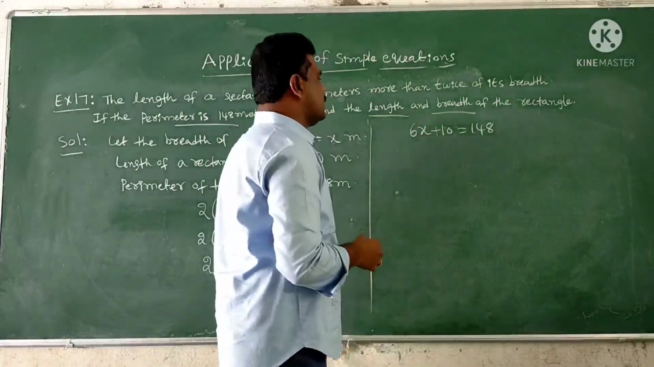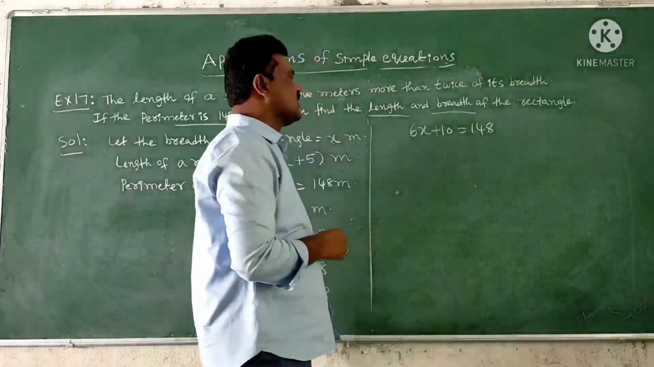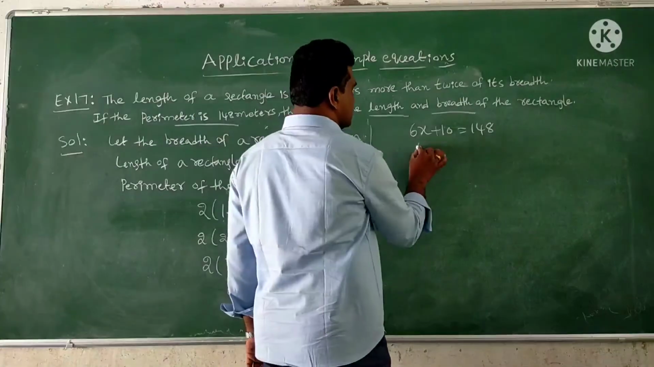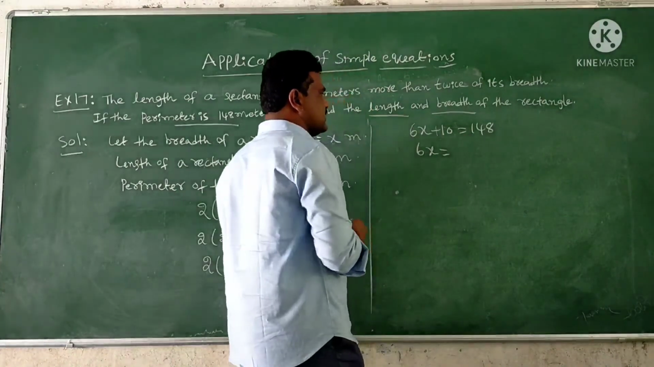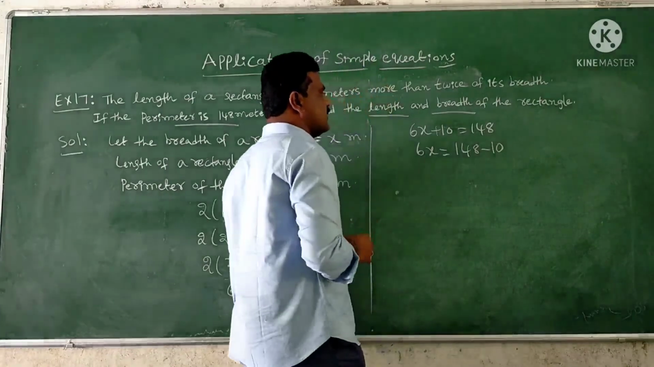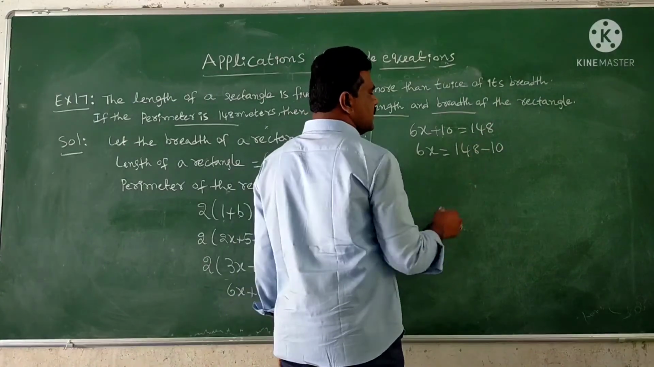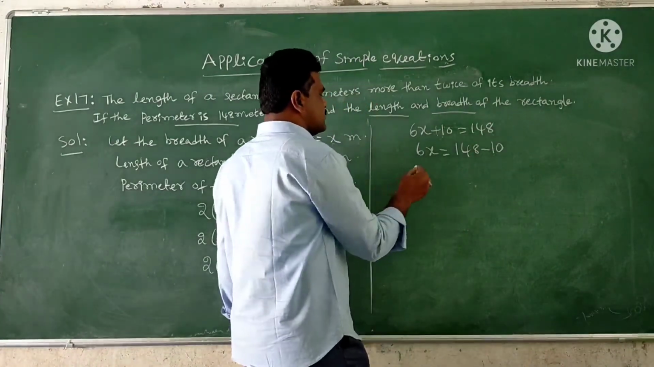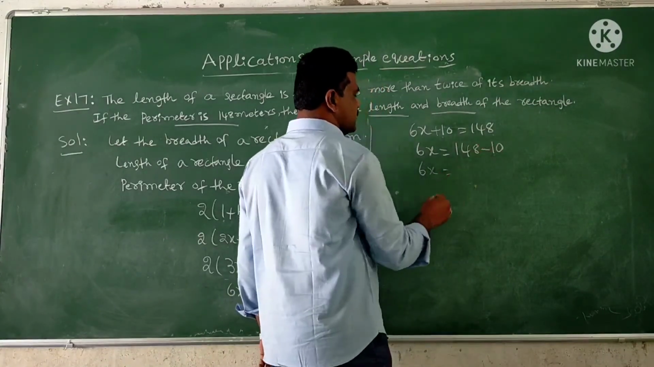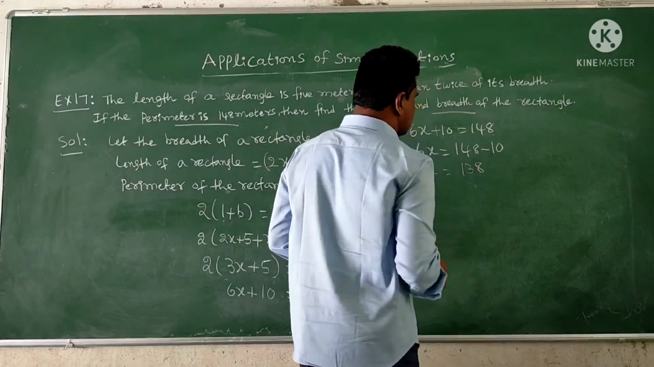Here, transposing plus 10 to RHS, it becomes minus 10. Then 6x is equal to 148 minus 10, which is 138.